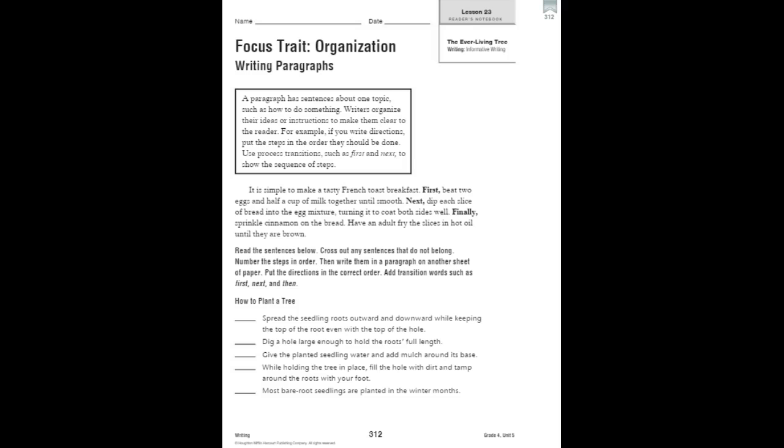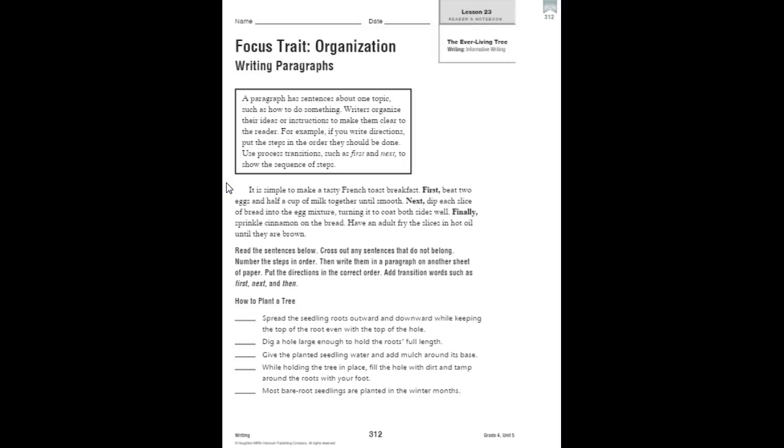So here is a little paragraph. It is simple to make a tasty French toast breakfast. First, beat 2 eggs and a half a cup of milk together until smooth. Next, dip each slice of bread into the egg mixture, turning it to coat both sides well. Finally, sprinkle cinnamon on the bread. Have an adult fry the slices in hot oil until they are brown.